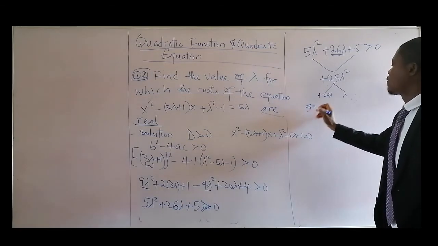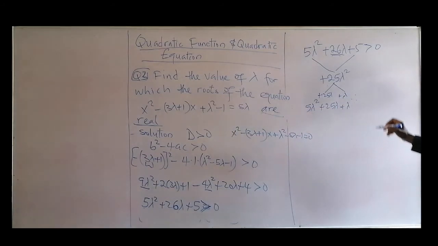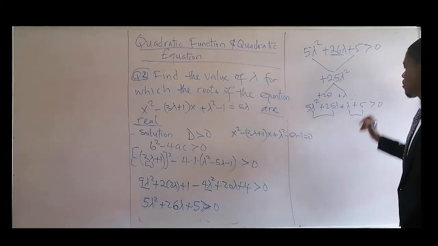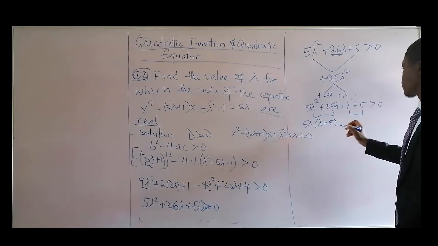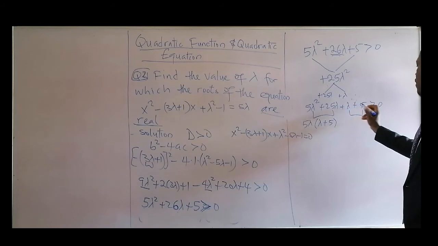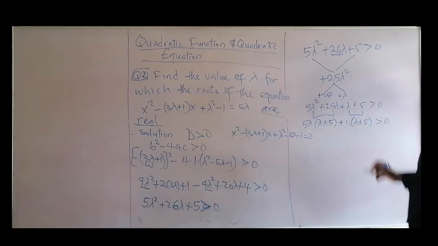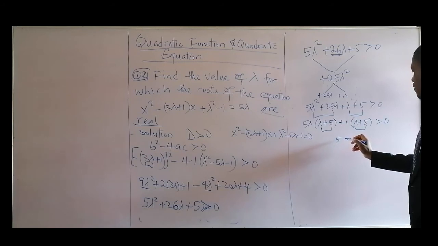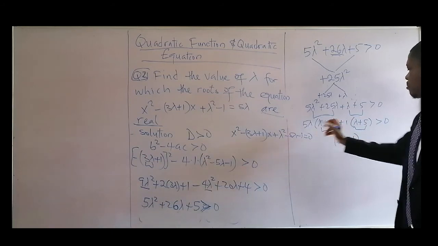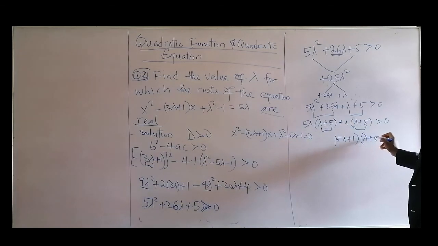So we now have 5 lambda squared plus 25 lambda plus lambda plus 5 greater than 0. And you can do the pairing. 5 lambda is common here, and then you open (lambda plus 5). And then here, lambda and 5, 1 is common, and that will be (lambda plus 5). When you factorize these two expressions, they must be the same thing. So that will be (5 lambda plus 1) into bracket, taking one of these two common expressions, (lambda plus 5), greater than 0.